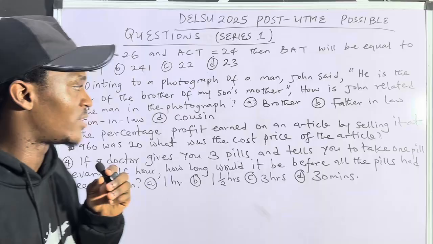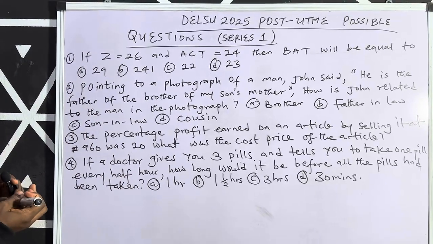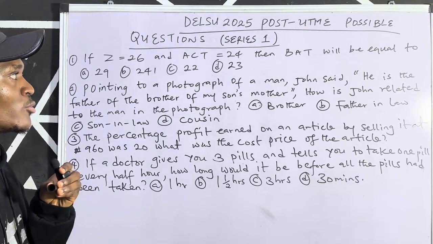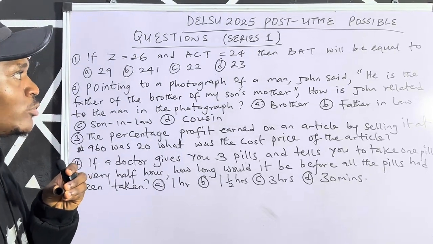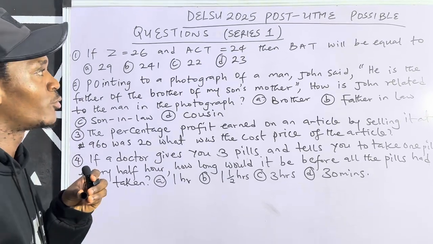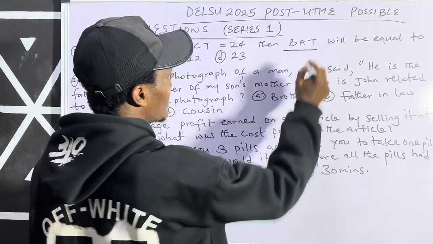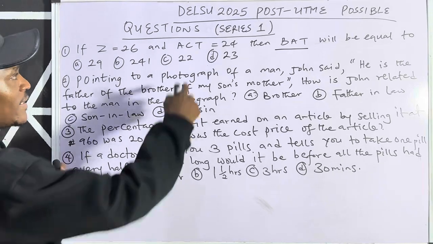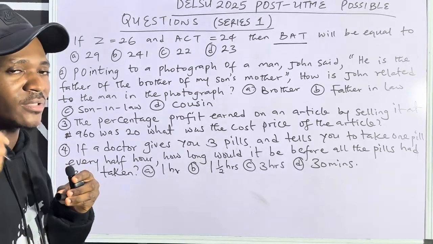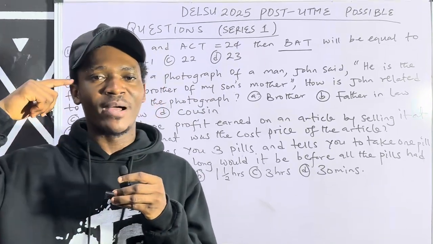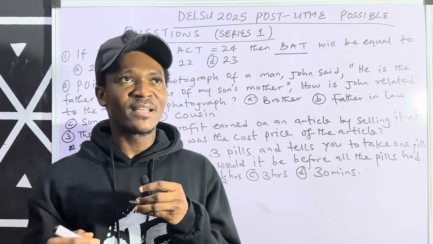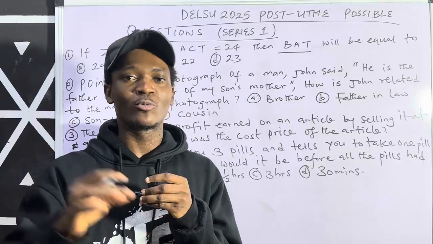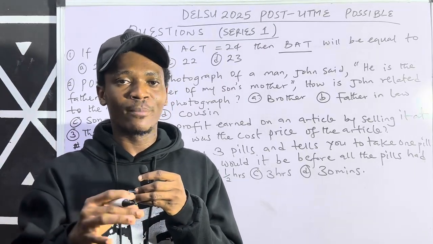So, number one: if Z is equal to 26 and ACT is equal to 24, then BAT would be equal to dash. So we are asked to get the BAT. But meanwhile, they said Z is equal to 26, ACT is equal to 24. So this is taking our mind to our alphabet, meaning that they numbered the alphabet. Of course, we have the alphabet A to Z, so they gave numbers to each of them.